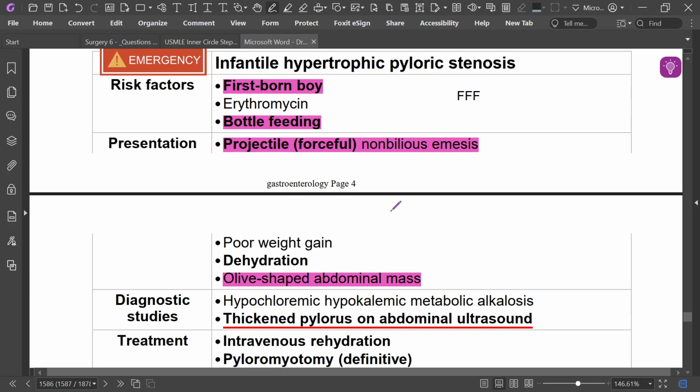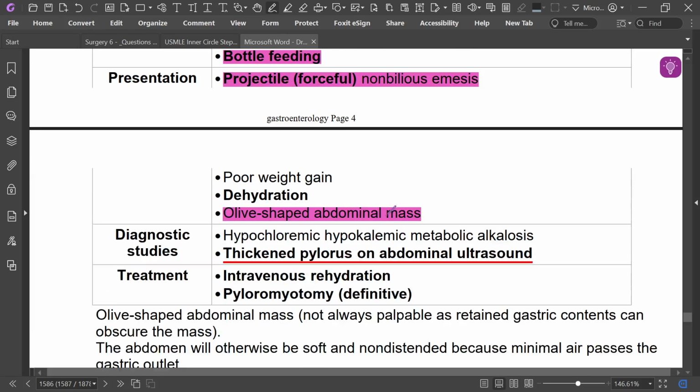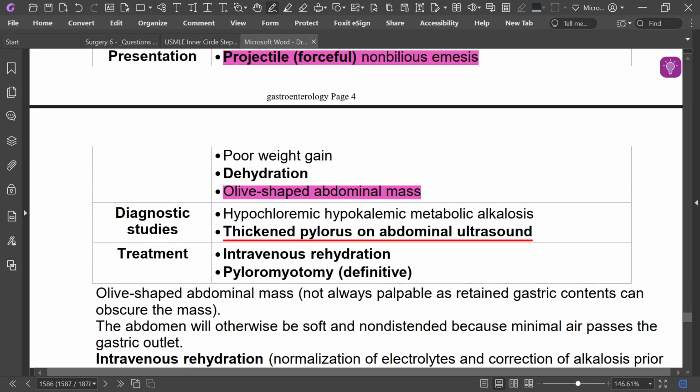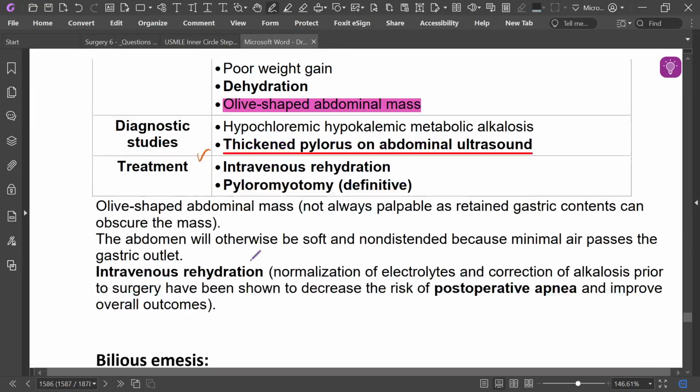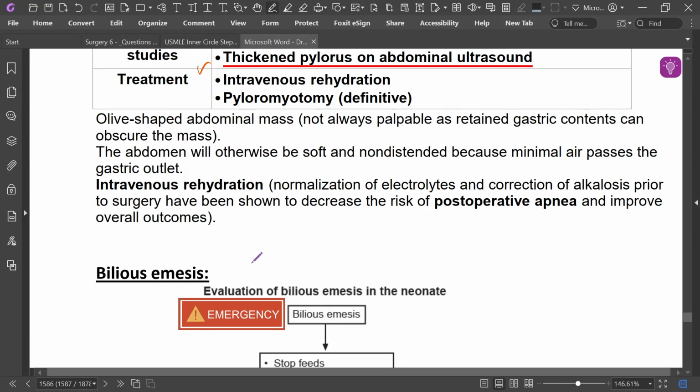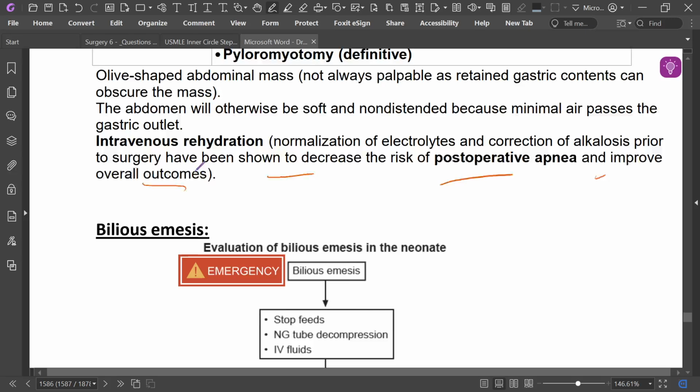Diagnostic studies: hypochloremic, hypokalemic metabolic alkalosis, and a thickened pylorus on abdominal ultrasound. Treatment is intravenous rehydration and pyloromyotomy. Intravenous rehydration, normalization of the electrolytes, and correction of the alkalosis prior to surgery have been shown to decrease the risk of postoperative apnea and improve overall outcomes.